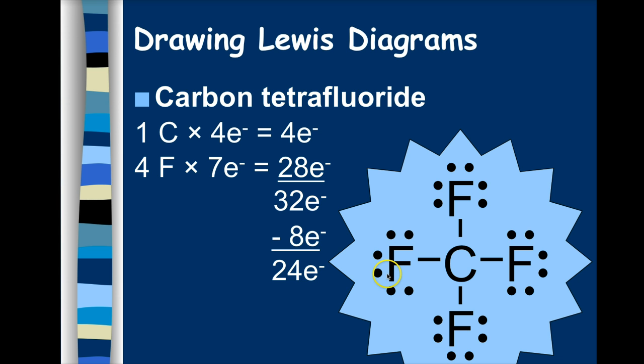Fluorine has an octet. Carbon has an octet. There's 2 electrons here, 2 electrons here, 2 electrons here, 2 electrons here, total of 8. And every fluorine is satisfied as well. So there we have it. I didn't use any more electrons or any less than I started with, so this is a complete Lewis structure.